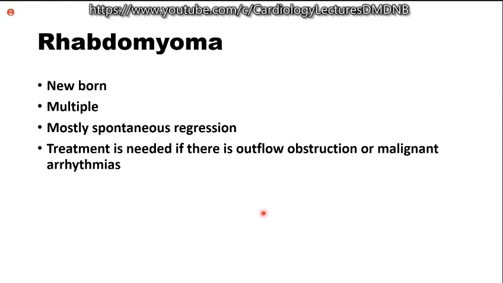I had one patient with rhabdomyoma with arrhythmia, ventricular tachycardia, and then we had to do something about it. I don't remember what I advised them, but we thought of doing something so that the patient does not have any recurrence of arrhythmia. So outflow obstruction or the presence of malignant arrhythmias are two situations where you think of intervening in a patient with rhabdomyoma. Otherwise, just leave it over a period of 1 to 2 years or 2 to 3 years. It totally regresses and disappears.